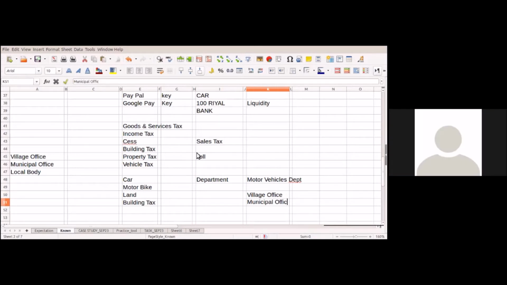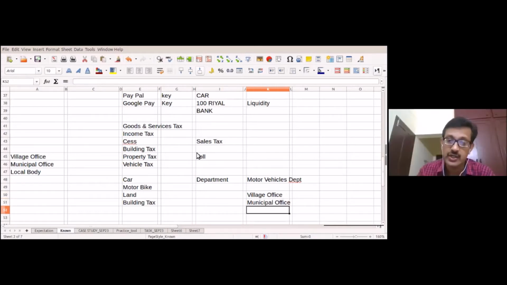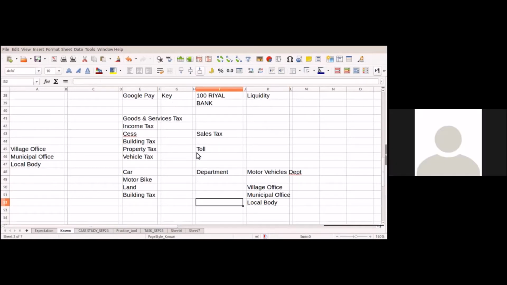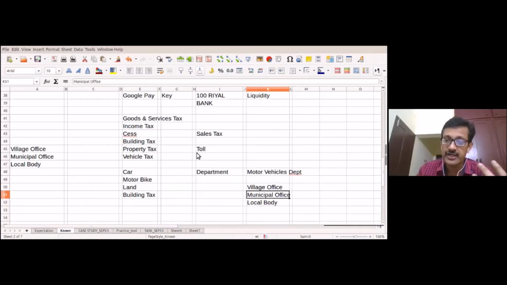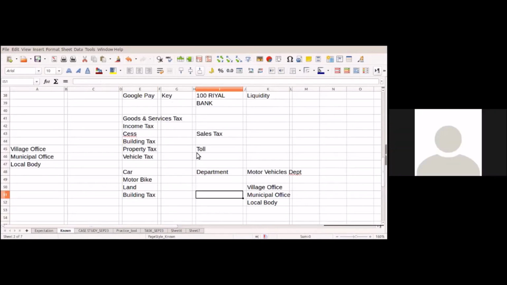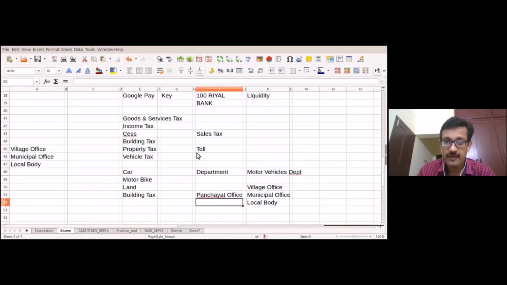Atharv said it is the municipal office, Vishnu said it is the local body. What is a local body and what is a municipal office? Can anybody say the difference? Difference or similarity? Jyotish said both are the same. Can anybody explain this more if you know? Municipal office is a type of local body. Can you mention other types of local bodies? Panchayat, corporation. Okay. Wonderful. Panchayat office, corporation. Fine.